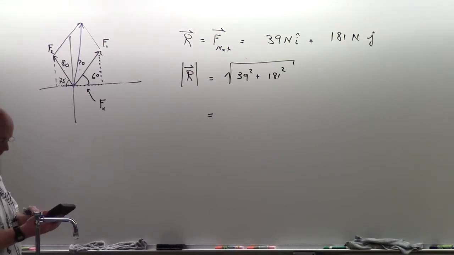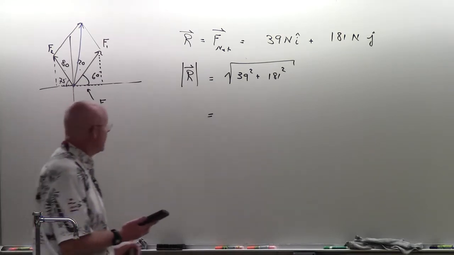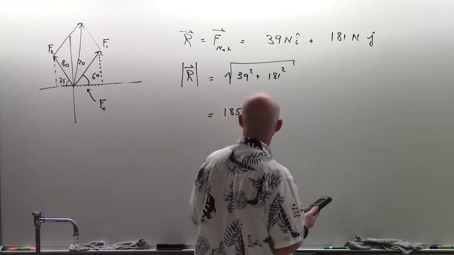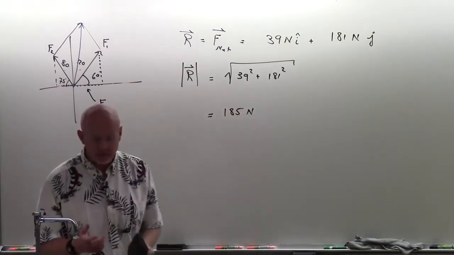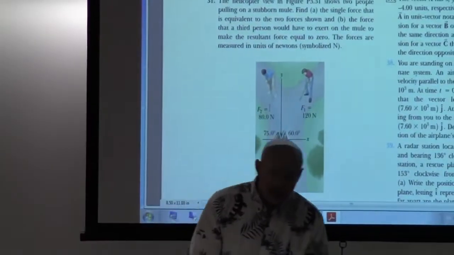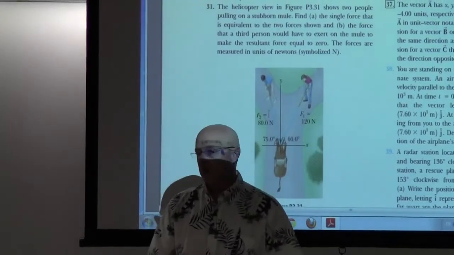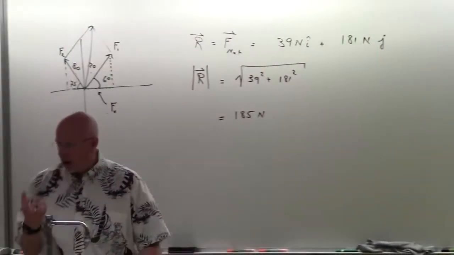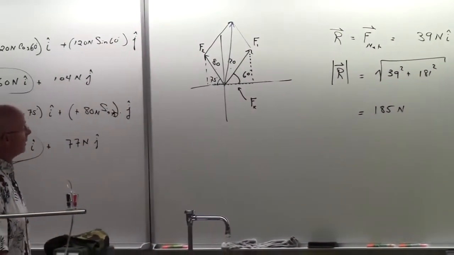So 39 squared added to 181 squared, taking the square root of all of that, and we're at about 185. So 185 newtons then is the resultant force. And so again, notice it's not 200. 20 and 80 do not necessarily make 200. In fact, they would only make 200 if they were in the same direction. And that's the important part of working with vectors and arrowheads, and that's what this math will allow us to do.